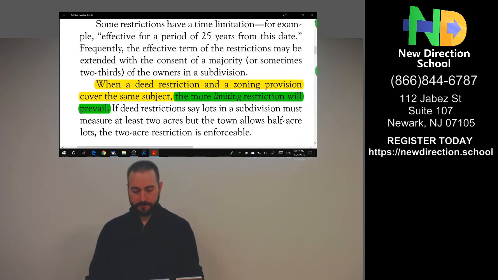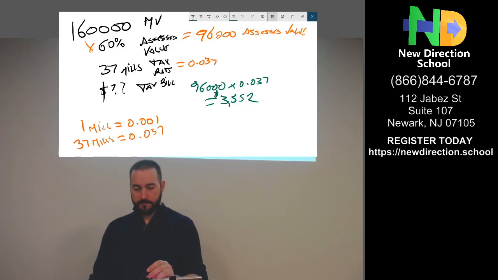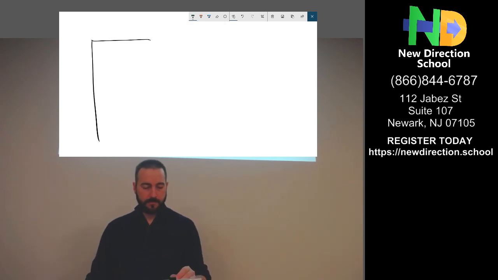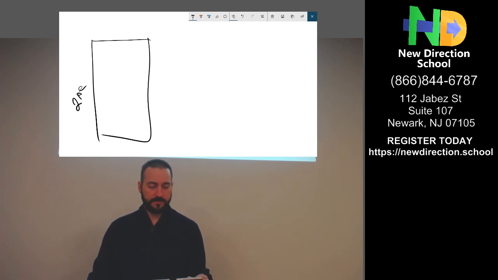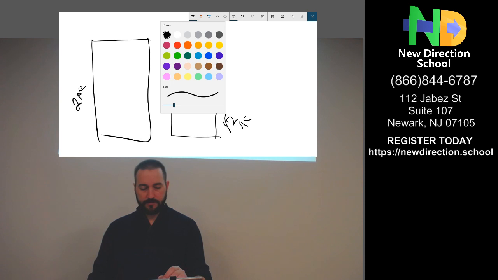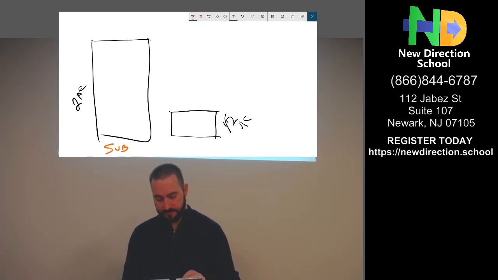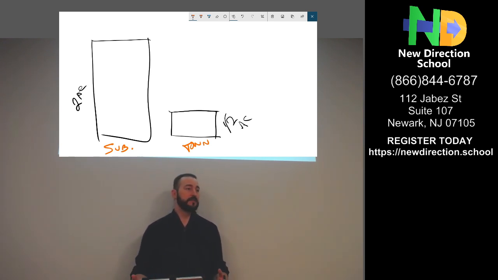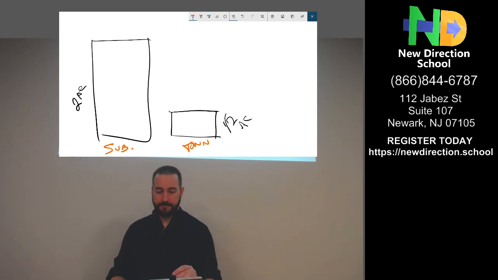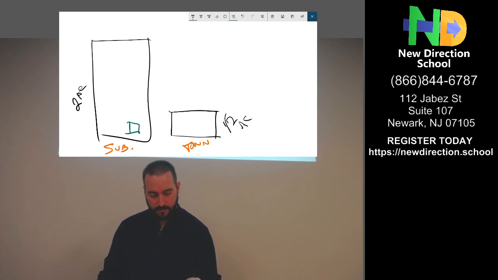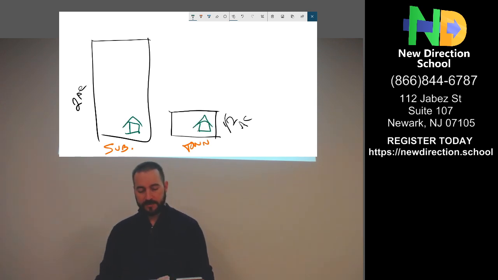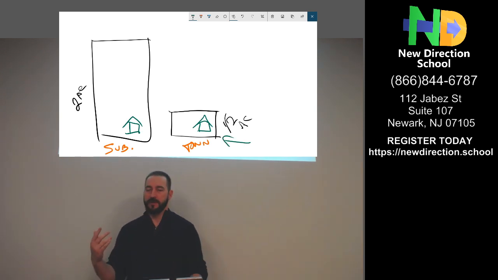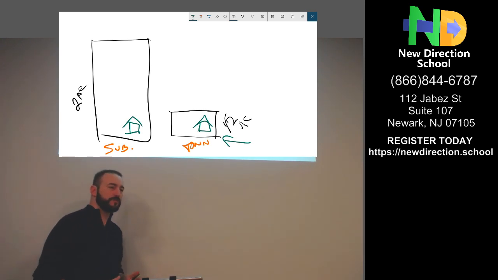Here's a quick example. We have right here 2 acres of land. We have right here half an acre. Now this one is the subdivider, and this is the town. These are the requirements. The subdivider for this particular subdivision says properties in this area must measure at least 2 acres. And that means 1 house for every 2 acres. The town says we can have 1 house for every half acre. Which one of these two restricts you the most?